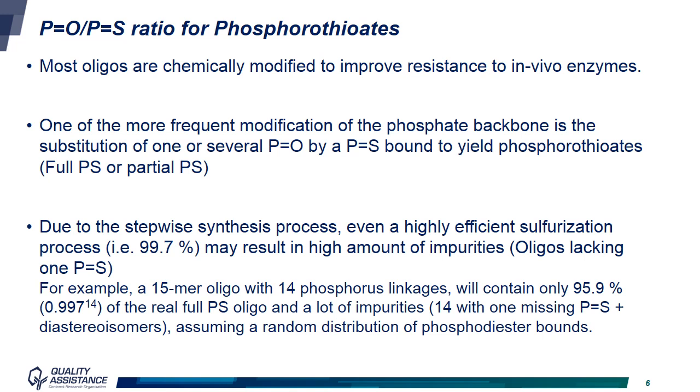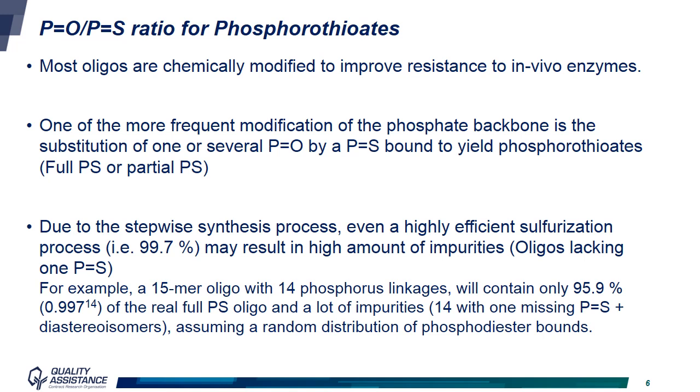Another interesting feature is the POPS ratio determination for the phosphorothioates. You all know that most oligos are chemically modified to improve resistance to in vivo enzymes. And one of the most frequent modifications of the phosphate backbone is the substitution of one or several PO bonds by a PS bond to yield the so-called phosphorothioates.